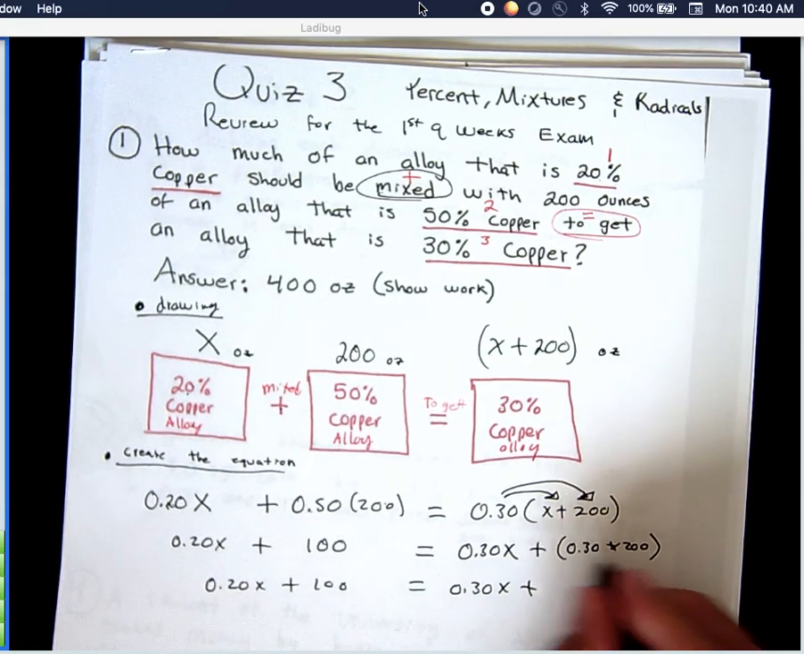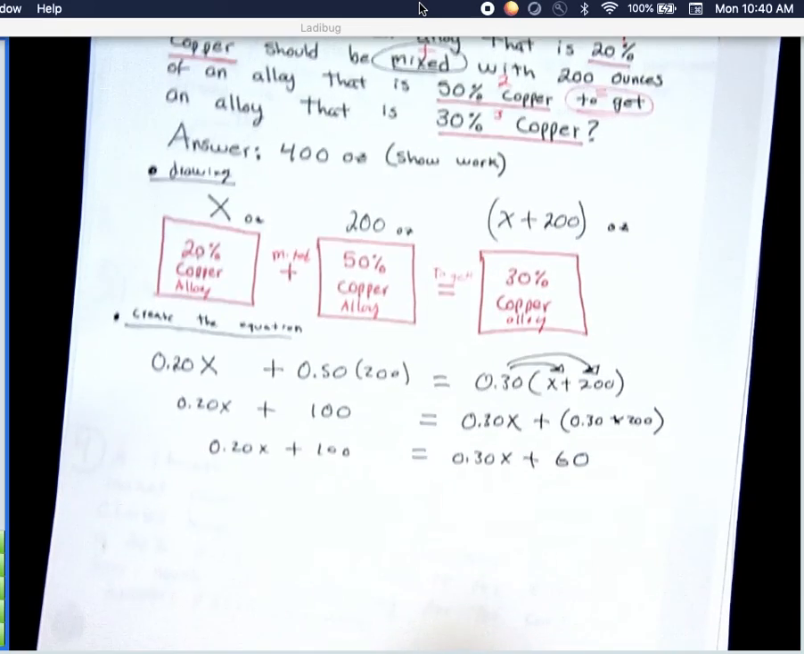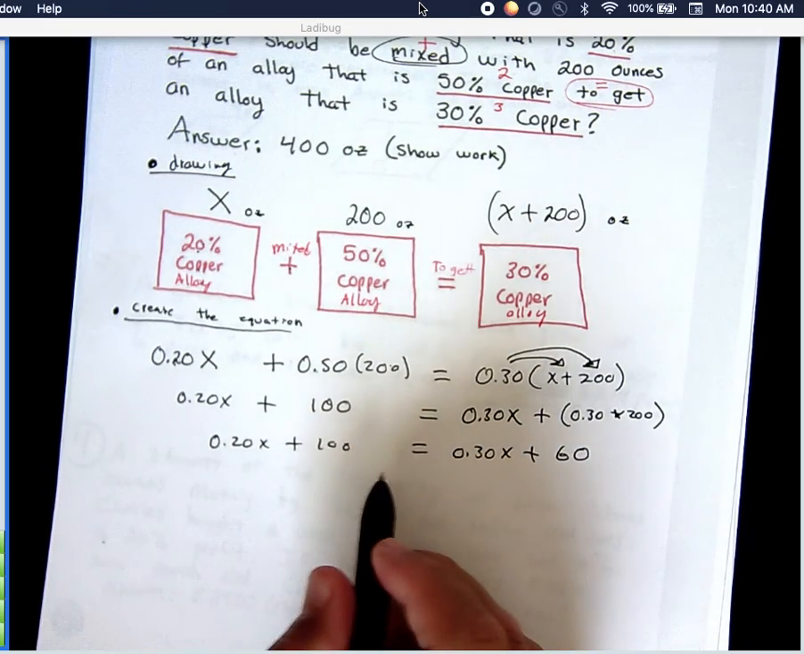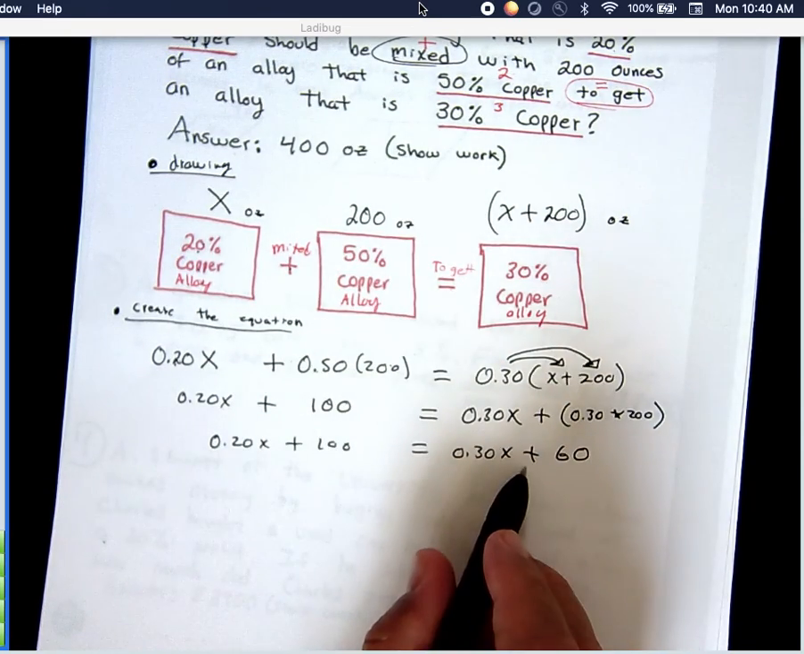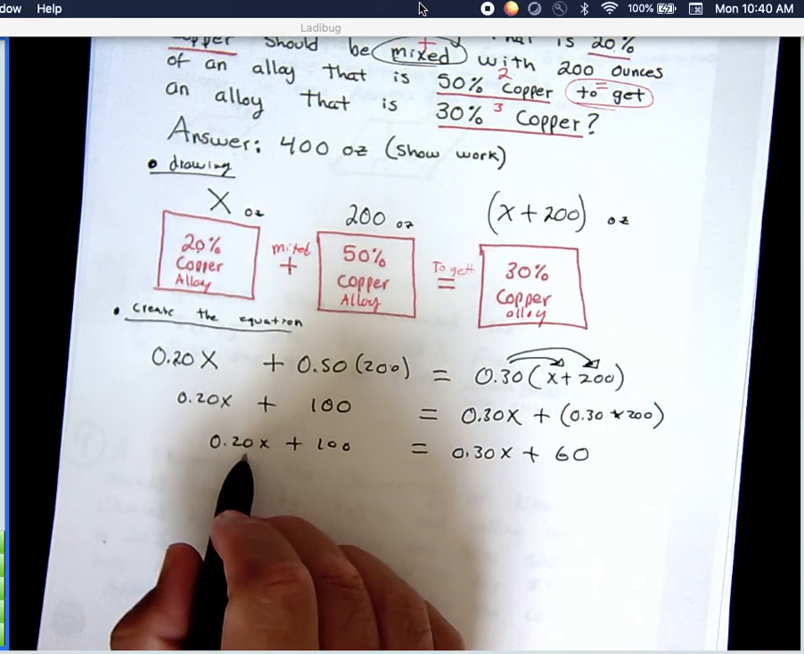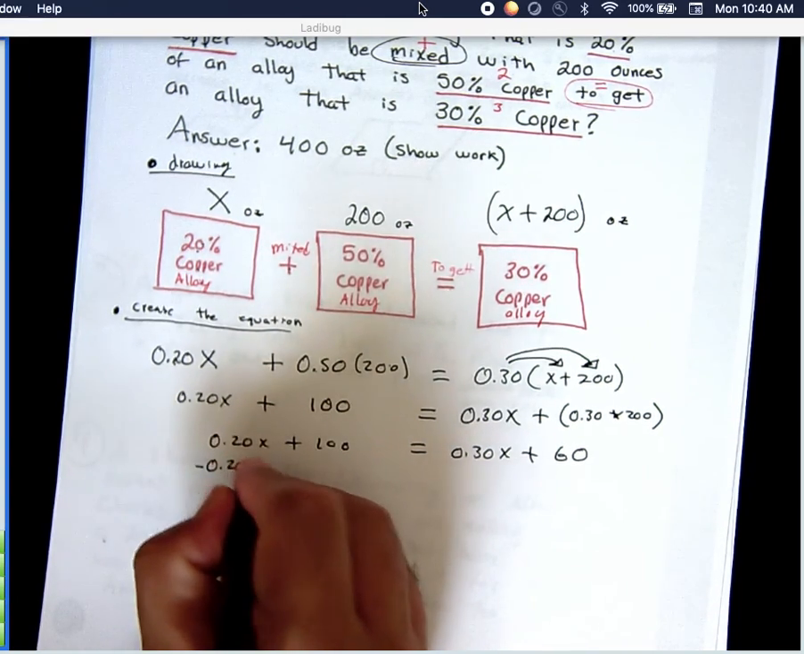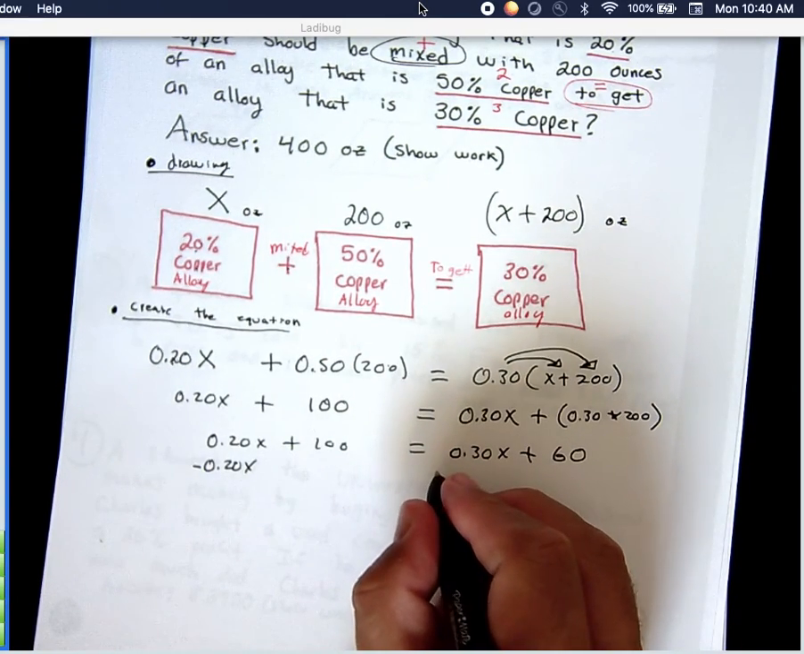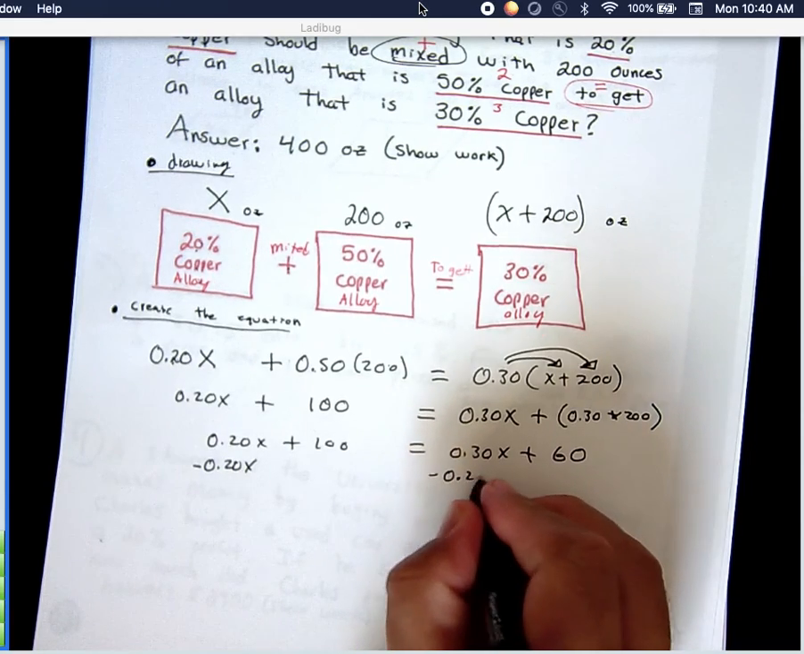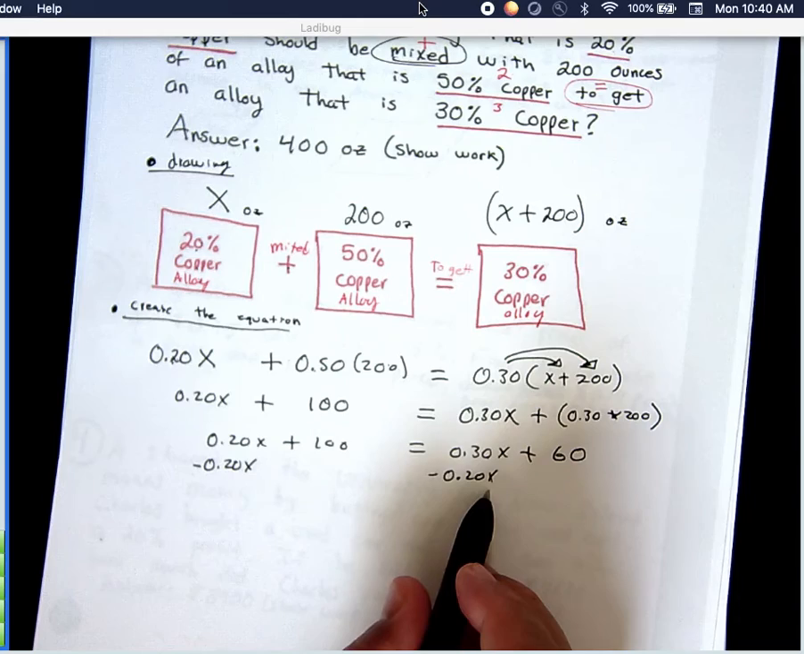Plus 30% of 200 gives you 60. Now, once you get to this step, we start combining, bringing stuff from one side to the other. We're gonna start with the x's. So we're gonna combine the x's because they're like terms. But you're gonna have to do the inverse by solving the equation. You do the inverse to bring it to the other side.